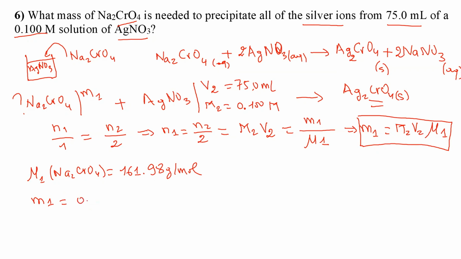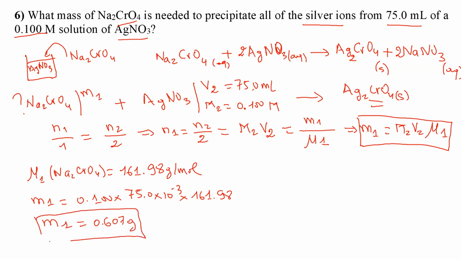So we can get the numerical value for M1. M2 equals 0.100. V2 here is in milliliter, don't forget to convert it in liter. And the molar mass 161.98. So we use a mass of sodium chromate, which is equal to 0.607 grams.